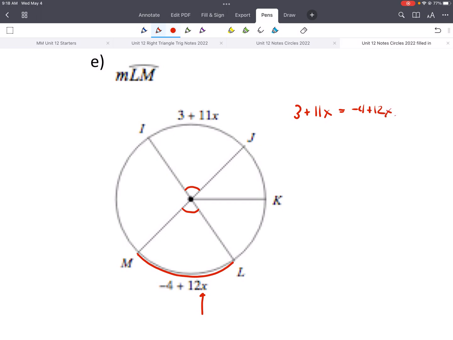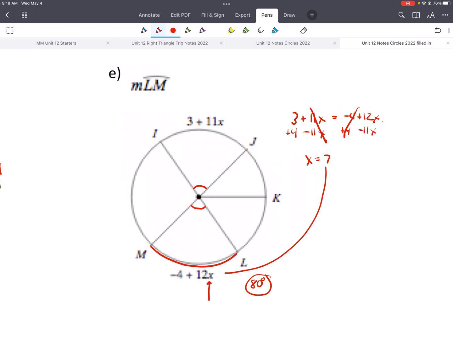Okay, and then we could solve just like we did before. I think we could subtract 11x, and we could add 4 to both sides. So that would cancel, and we'd get x equals 7. We'd plug it in here. 7 times 12, I think that's 84, and then we'd minus 4, so that'd be 80. Okay, so I think that's right. If not, let me know.